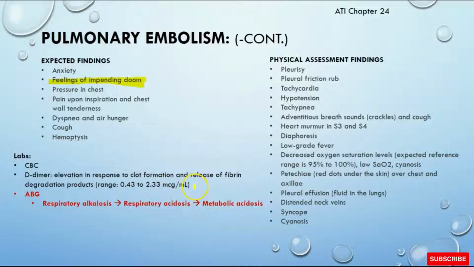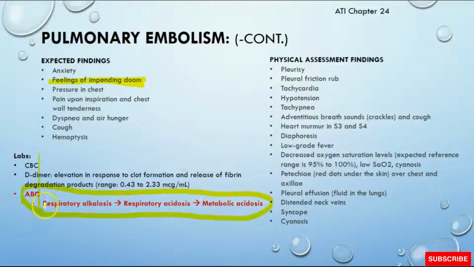The range for that is 0.43 to 233. But this is kind of important to know as somebody decompensates: as there is an embolus, they will be in respiratory alkalosis since they are trying to rapidly breathe and they're blowing off the CO2. But as they decompensate, it will go from respiratory alkalosis to acidosis and then ultimately metabolic acidosis.